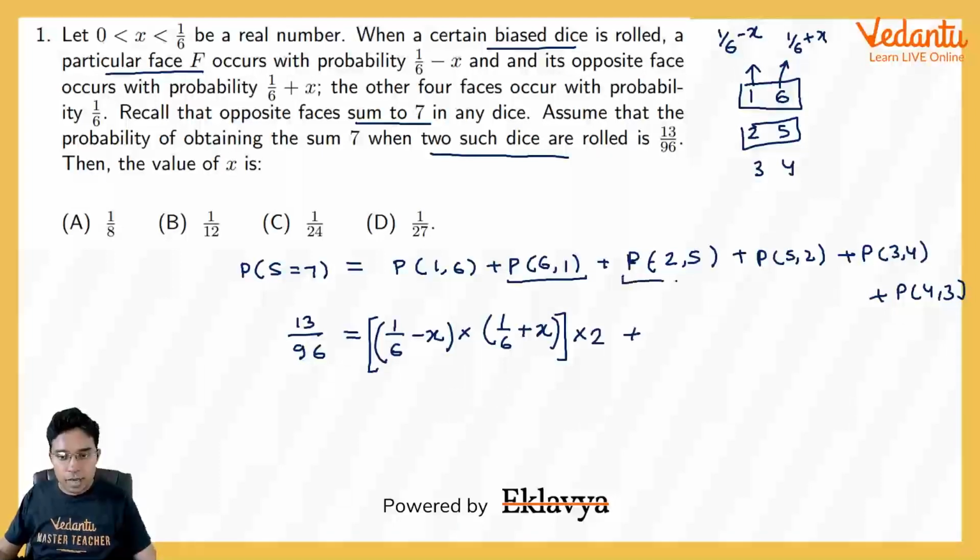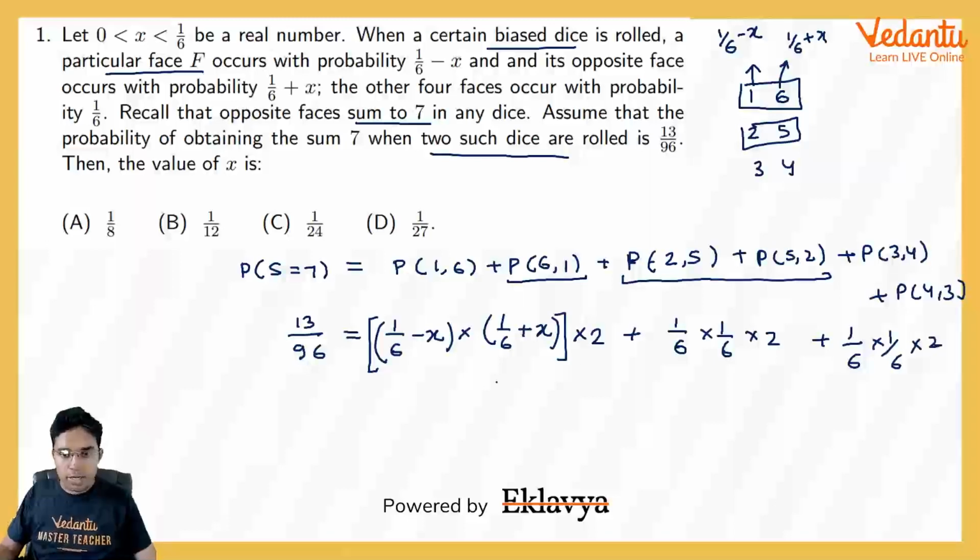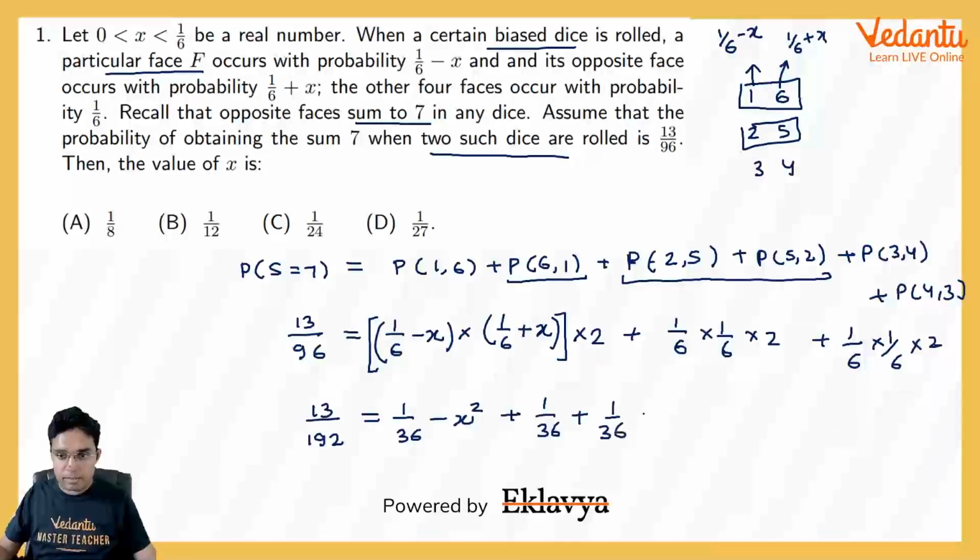Similar to this, I can club these two probabilities together and they will be 1 by 6 into 1 by 6 into 2. And similarly 3, 4 and 4, 3 will also be 1 by 6 into 1 by 6 into 2. Now I can divide by 2 on both sides and we will get 13 upon 192, and here it will be 1 by 36 minus x square plus 1 by 36 plus 1 by 36. So 1 by 36 is coming 3 times, so it becomes 1 by 12 minus x square. So this x square will be equal to 1 by 12 minus 13 upon 192.